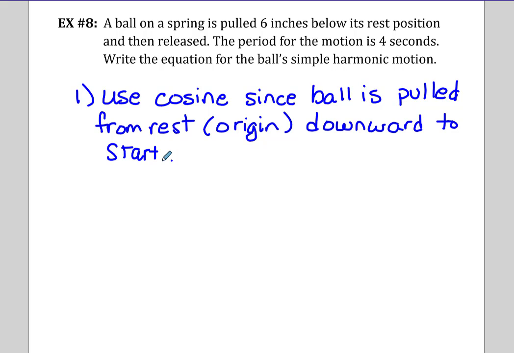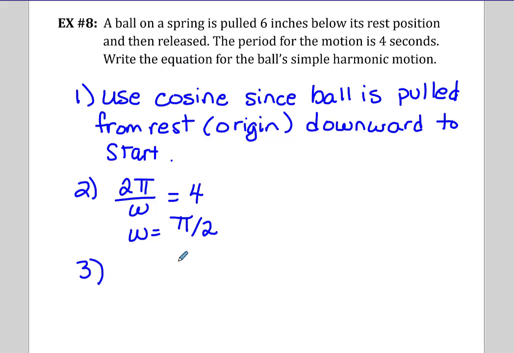And the period for the motion is 4 seconds. So that means we know 2 pi over omega is 4. So omega is 2 pi divided by 4, or pi over 2. And we want to write the equation for the ball's simple harmonic motion. So the third step, we also know that it was pulled 6 inches below. So A is going to be -6 if it's pulled down.